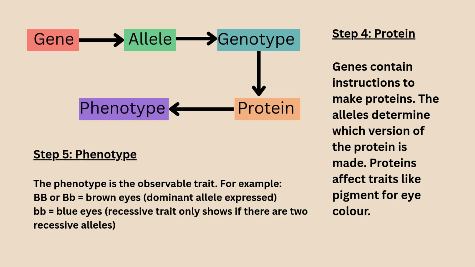In step 5, the phenotype. The phenotype is the observable trait. So for example, big B, big B or big B, little b gives brown eyes. Little b, little b gives blue eyes, which is the recessive trait.